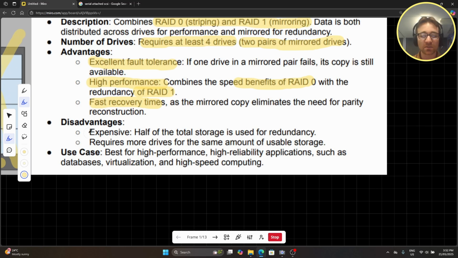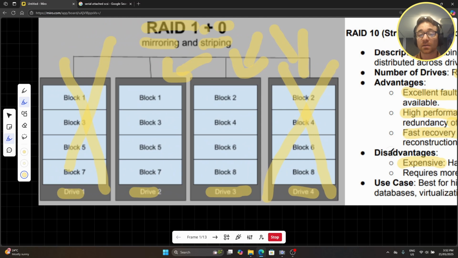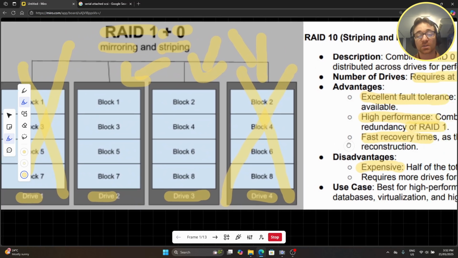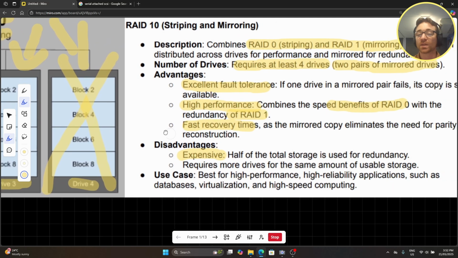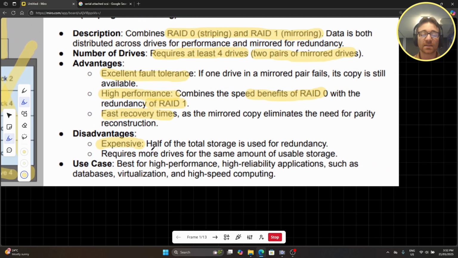Some of the disadvantages, it's really pricey, guys. 4 drives, and think about the benefits. This is going to be the most pricey one that you can get, essentially, right? So RAID 10 is the absolute best of the best.